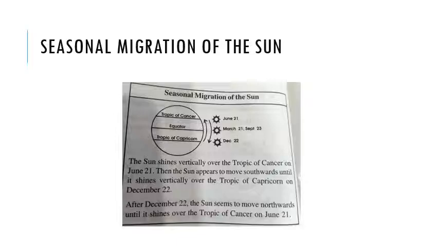Further, as the Earth continues to revolve, when the Earth reaches September 23rd position, the rays of the Sun fall vertically at the equator once again. So March 21st and September 23rd are the equinoxes. As it continues revolving, on December 22nd, the rays of the Sun fall vertically at the Tropic of Capricorn, which is called the winter solstice.